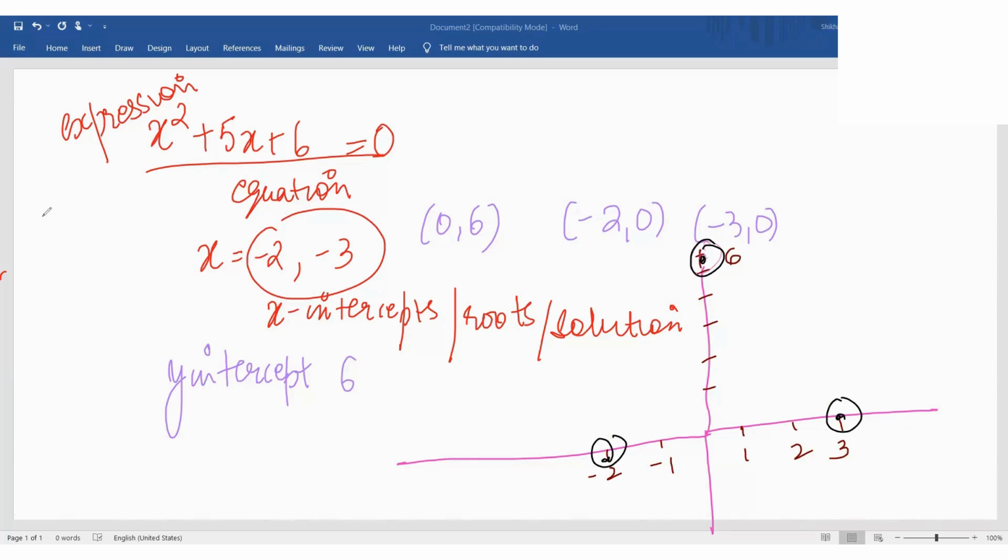Oh, sorry, it's -3, 0. I did the opposite. Both are -3. -2, -3. So these two points and this.